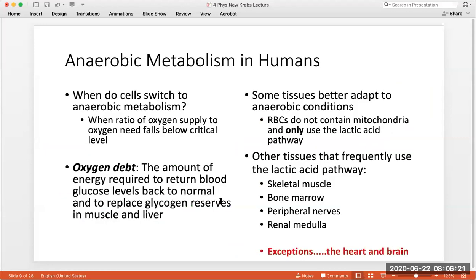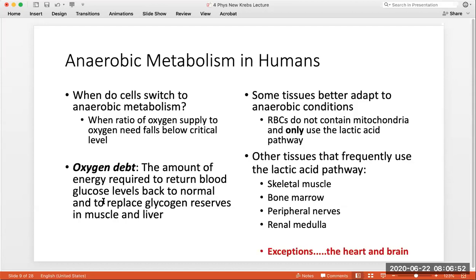So why would cells switch to anaerobic metabolism? They would switch to anaerobic metabolism basically when they run out of oxygen. And again, for some tissues, this is a normal part of their daily activity. They can switch back and forth between aerobic and anaerobic metabolism quite frequently. What does happen though, if a cell runs out of oxygen and it has to shift to glycolysis only as a method of making ATP, then you go into what's called oxygen debt.